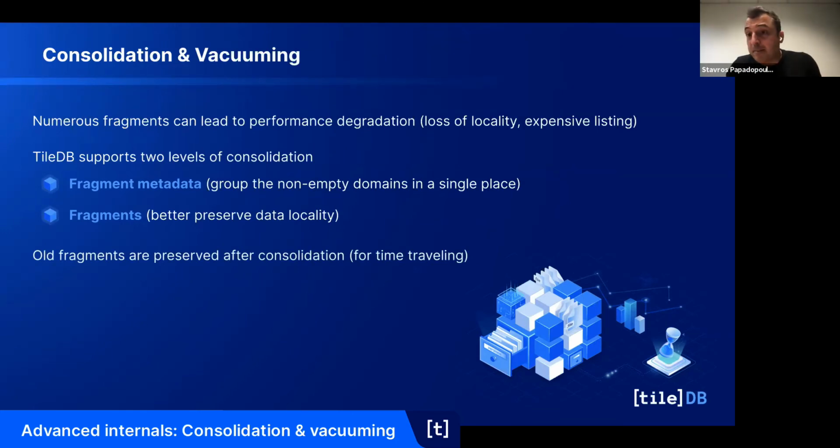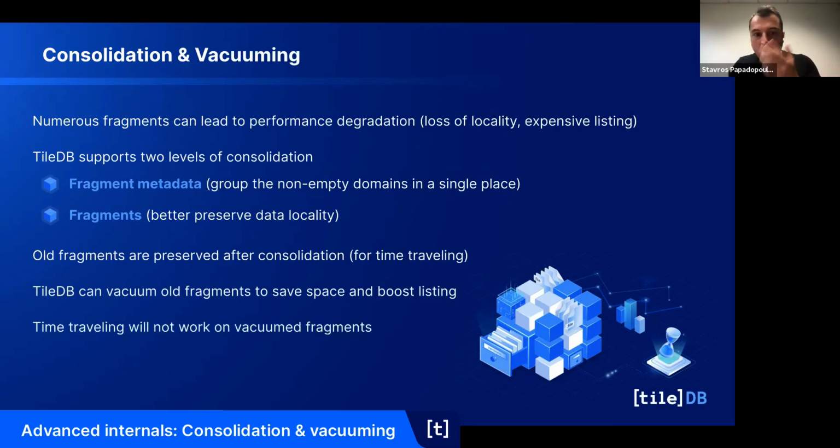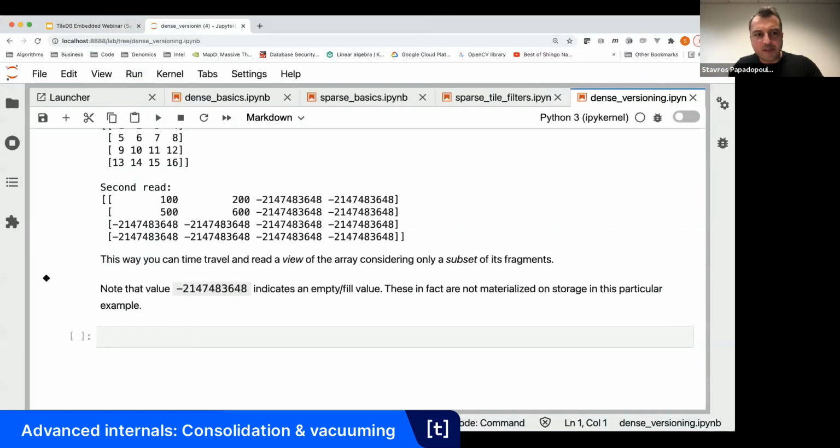And all fragments are preserved after you consolidate, because you can time travel. You can still have fine granularity for time traveling. We keep them. But if you want to discard them, you can. Right? There is a vacuuming process and you can do it. But time traveling is not going to work after you vacuum, right? Because that granularity for time traveling is lost. So that's it. I can show you very, very quickly something on this.